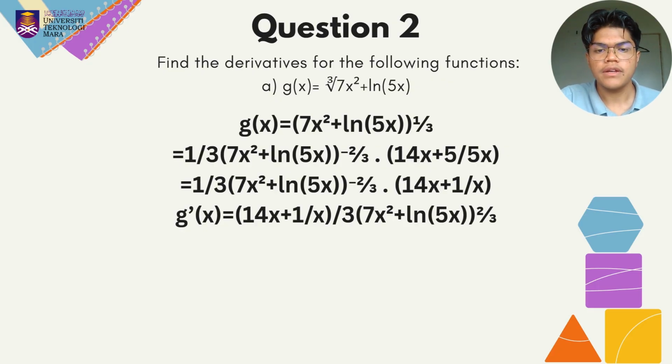Our inner function is 7x squared plus ln 5x. After differentiating it, we get 14x plus 5 over 5x. That 5 over 5x can be simplified to 1 over x. So we're going to rearrange all of it, and for the final result we get (14x plus 1 over x) over 3 multiplied by (7x squared plus ln 5x) to the power 2 over 3.